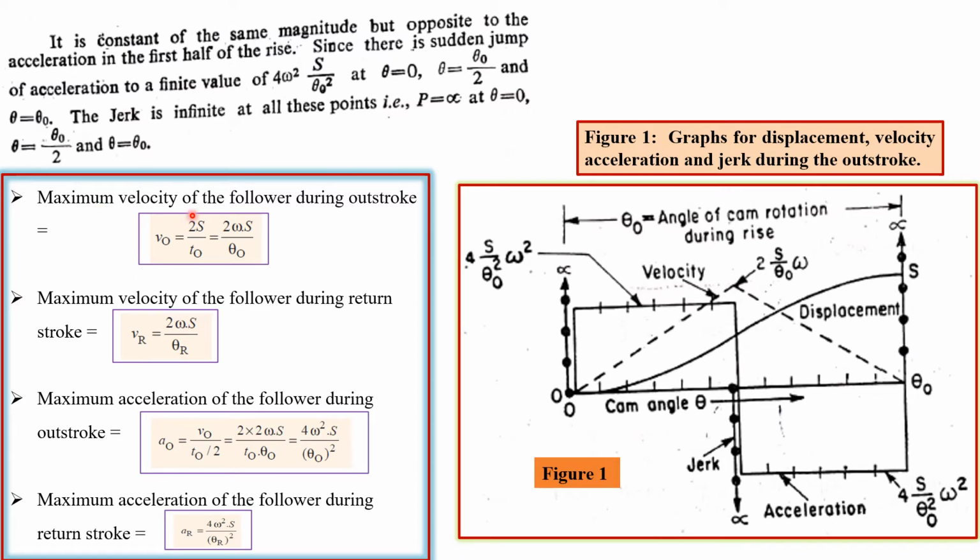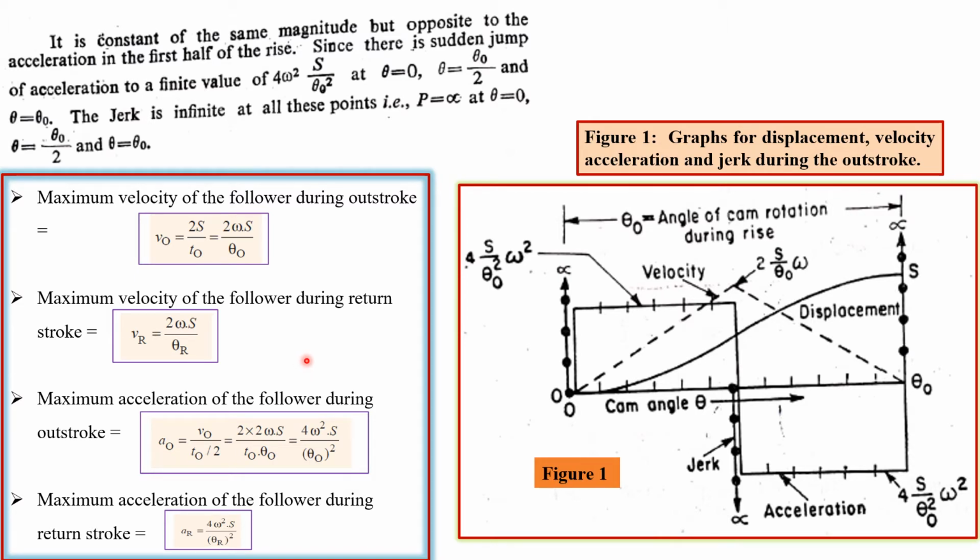The maximum velocity of the follower during the outstroke is given by the expression twice omega s upon theta 0. Then the maximum velocity of the follower during the return stroke is given by twice omega s upon theta r, where theta naught is the outstroke angle and theta r is the return stroke angle. Maximum acceleration of the follower during the outstroke is given by 4 omega square into s divided by theta naught square. Likewise, we have maximum acceleration of the follower during the return stroke given by 4 omega square into s divided by theta r square.